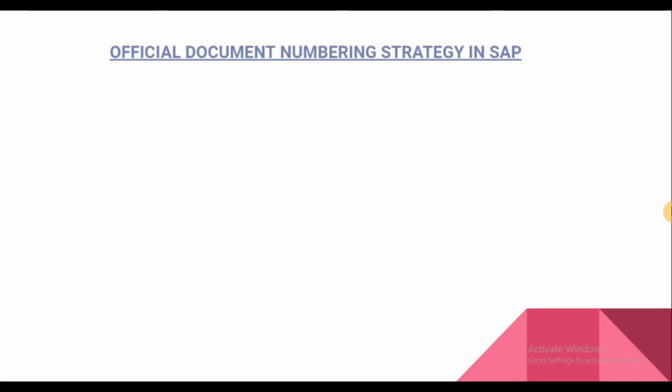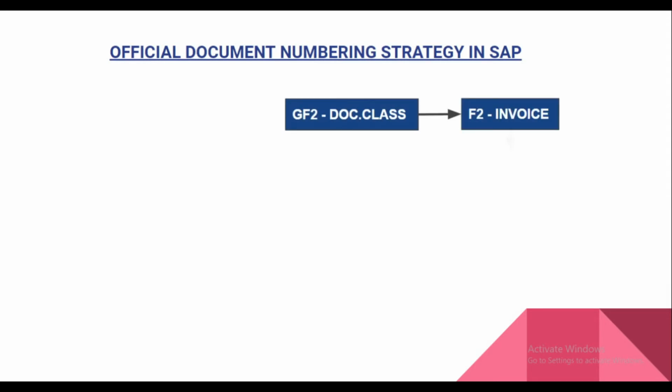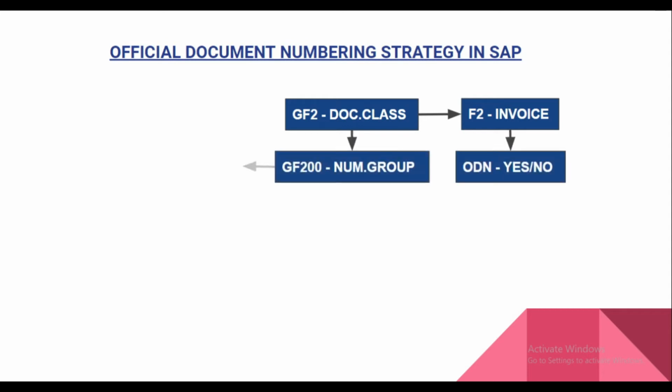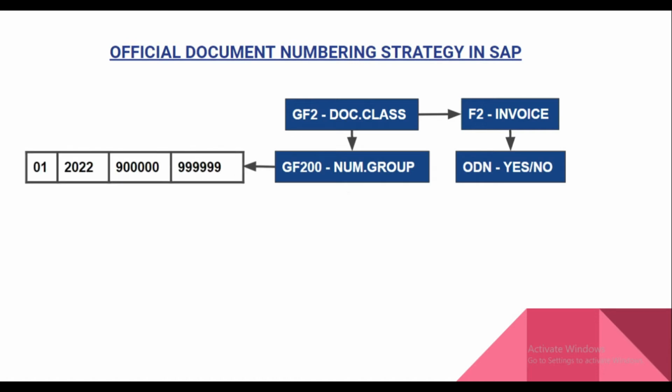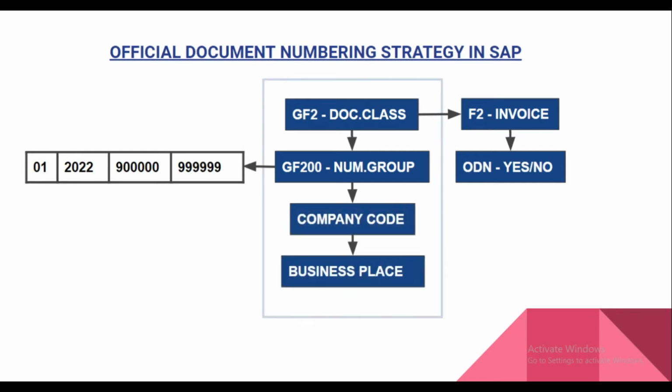Here is the flow that explains how the number range assignment works. As we have seen, assign the document class to billing type or accounting document type. If ODN is required, number group needs to be created. And then number series needs to be created in number group. Then this needs to be assigned to the combination of company code and business place. Let's see the same on SAP screen.